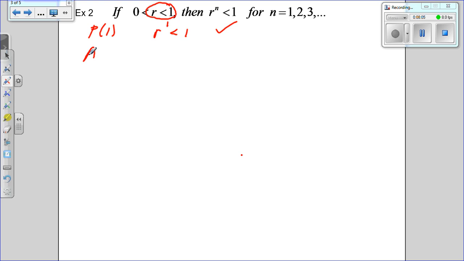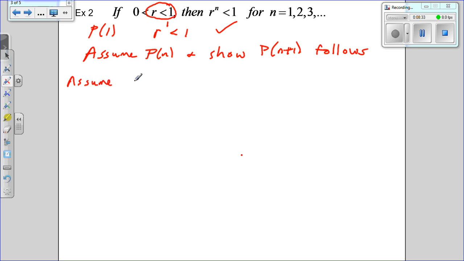Secondly, assume P of n and show P of n plus 1 follows. Okay, think about what we're going to assume. We're going to assume that if r is indeed in between 0 and 1, then r to the nth power is less than 1.